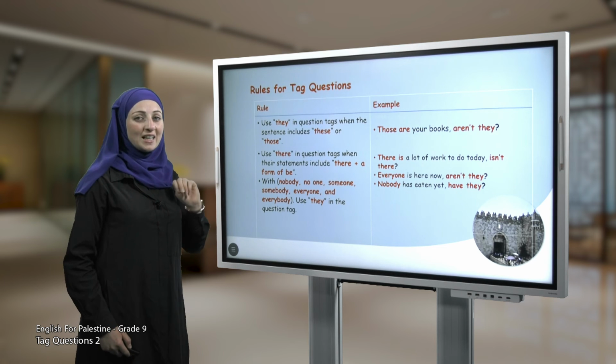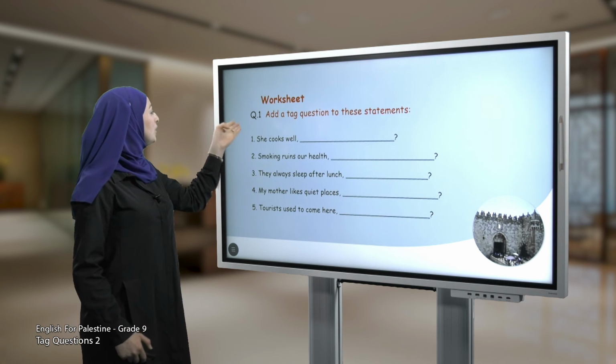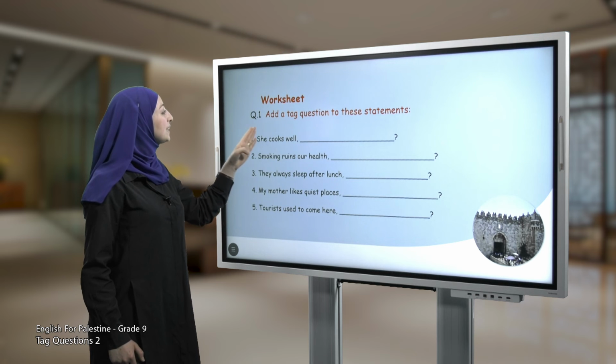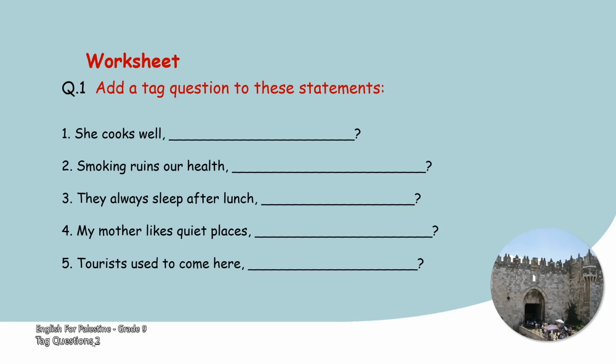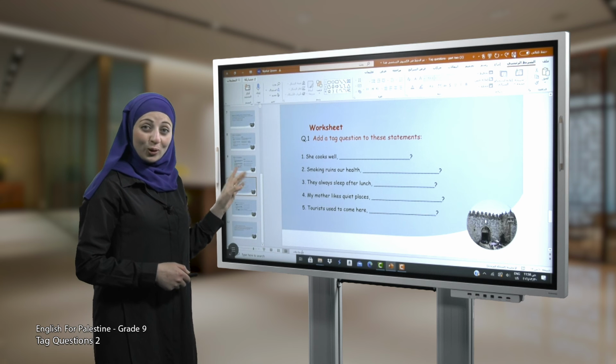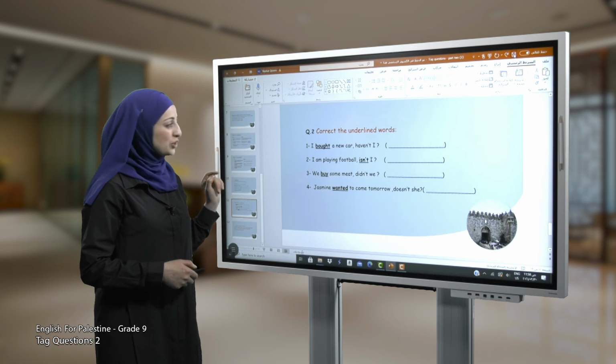Now, let's practice using them. Question number 1, add a tag question to these statements. Okay, number 1, she cooks well. Number 2, smoking ruins our health. Number 3, they always sleep after lunch. Number 4, my mother likes quiet places. Number 5, tourists used to come here. That's all. Let's continue with the second question.